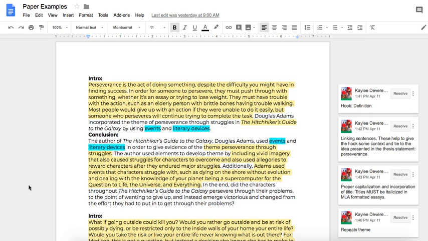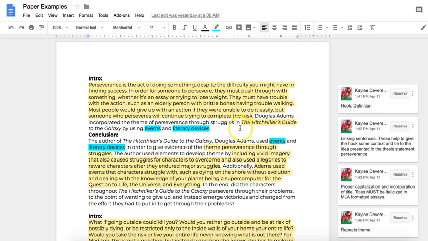So, if you look back at the prompt, the first thing that you need to make sure you do is that you have a thesis statement that is addressing the prompt. So, you need to pick two elements in the author's writing that they use to help convey a theme. That tells us that in your thesis statement, you are going to list two elements and you are going to include a theme. So we're going to kind of work backwards here.